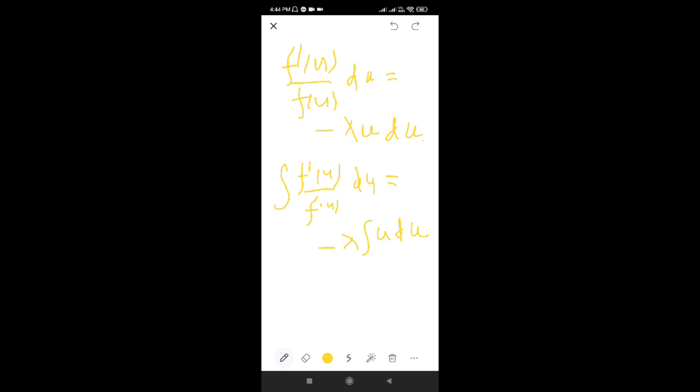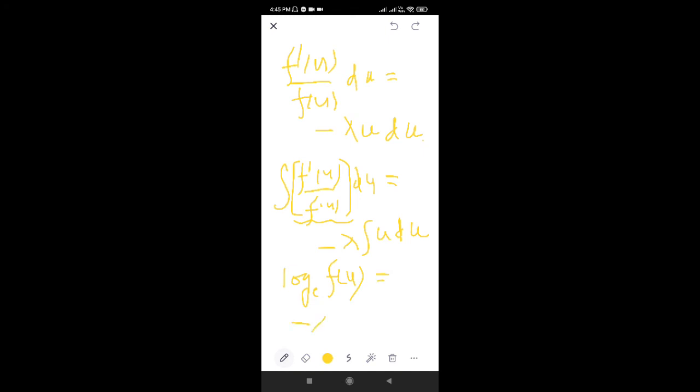This is a general formula in integrals. The integral of f prime of x by f of x dx is equal to, what is the formula? What is the integral of this function? Simply it is log of f x. If it is f prime x by f x, then the integration of that should be log f x. So I am using log f u on this side.